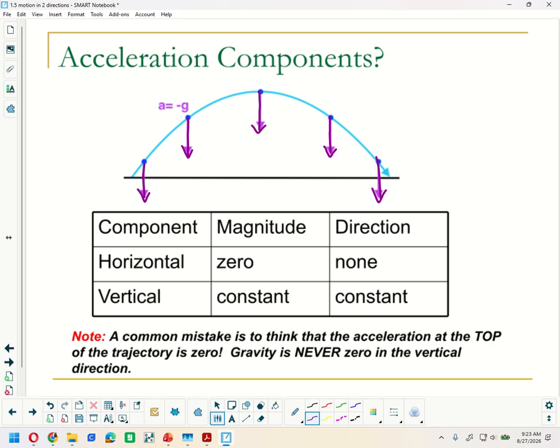Anyway, a common mistake is to think that acceleration at the top of the trajectory is zero. Acceleration is not zero. Acceleration is going to be constant. Gravity is never zero in the vertical direction, so it's always going to be pulling down.